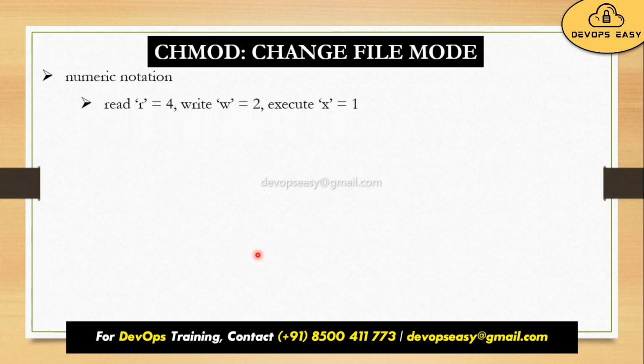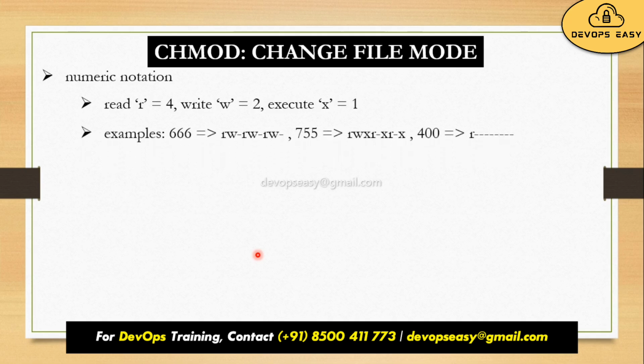Read, write, execute. In short form, read is the number 4. Write is the number 2. Execute is 1. So I can add permissions to a file using these numbers as well. For example, chmod 666 is nothing but read, write. What is R? 4. What is W? 2. 4 plus 2 is 6.